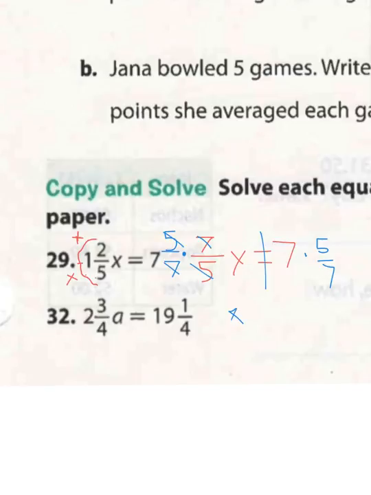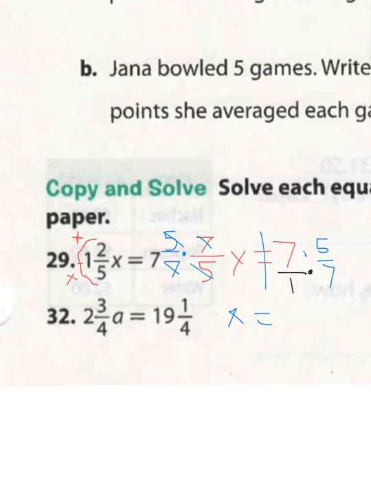And again, I'm left with x equals whatever this is, right? Well, luckily, we've all learned that if I have a whole number times a fraction, I can just turn this into a fraction too. And by doing that, all I do is put it over 1. Any whole number, you can just always put over 1 if you need to. So now I can multiply these across.